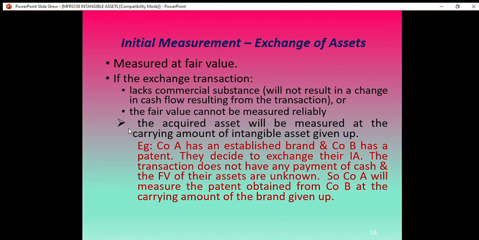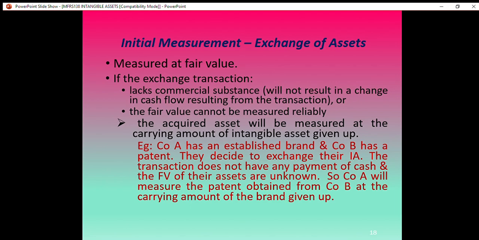For example, company A has an established brand and company B has a patent. They decide to exchange their intangible assets. The transaction does not have any payment of cash and the fair value of the assets are unknown. So company A will measure the patent obtained from company B at the carrying amount of the brand given up. The same thing goes to company B.